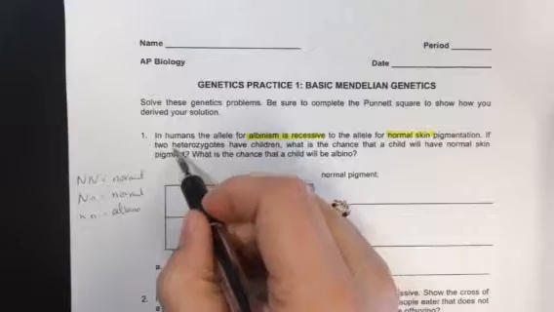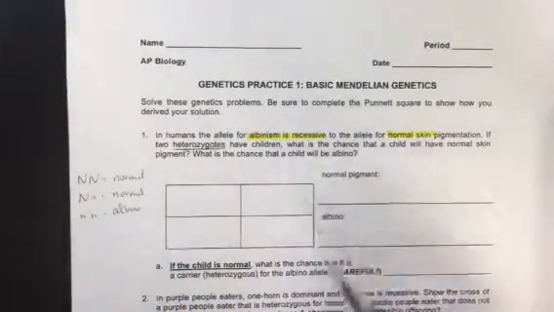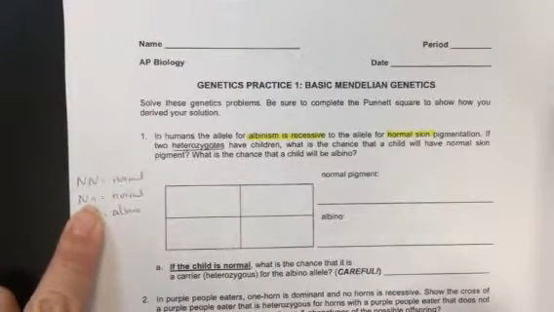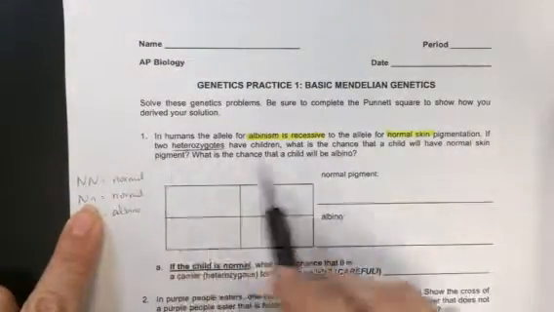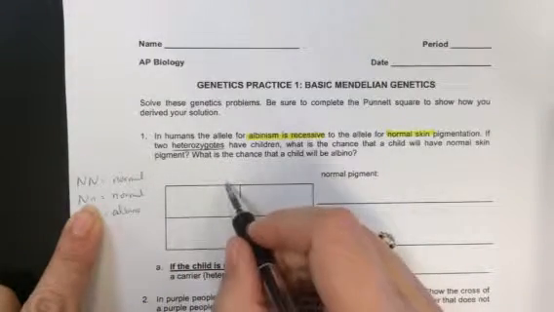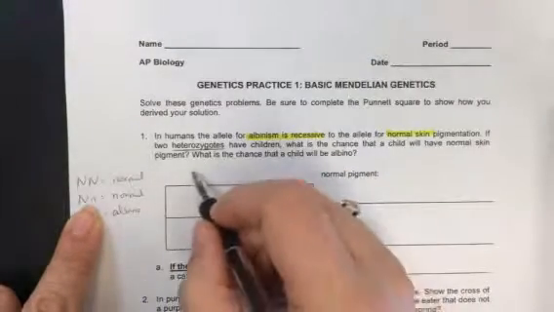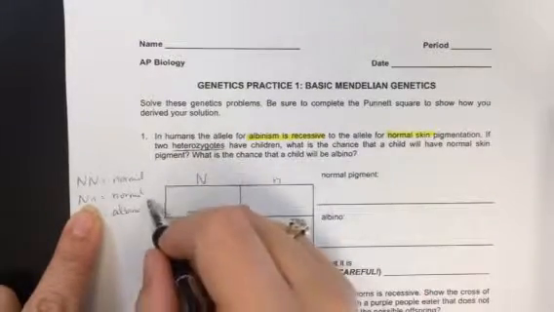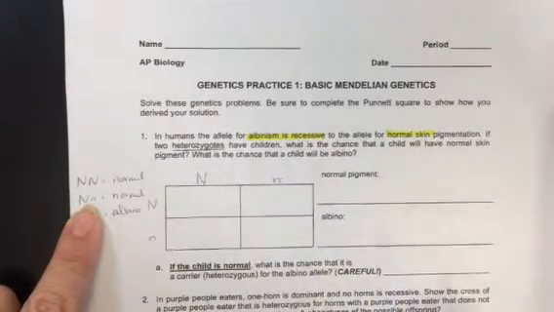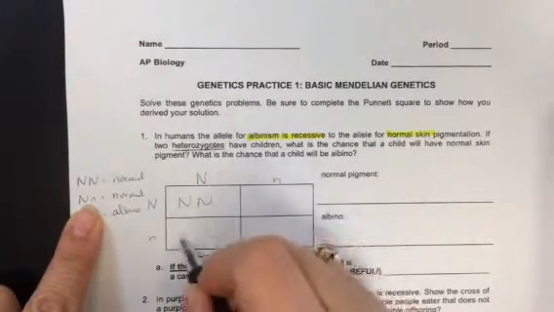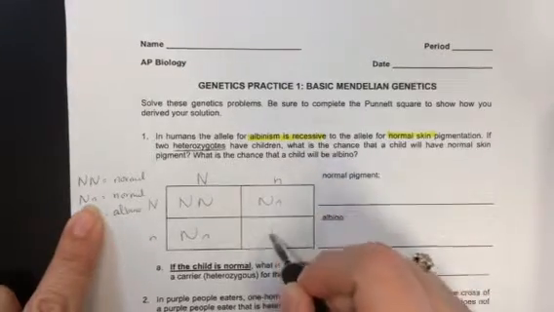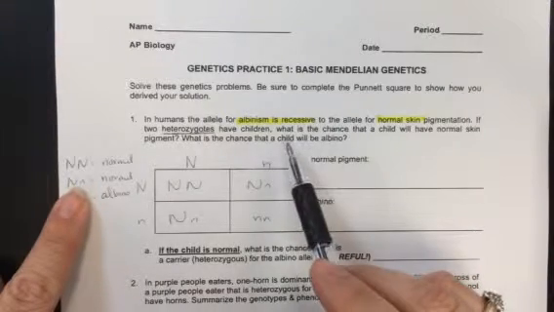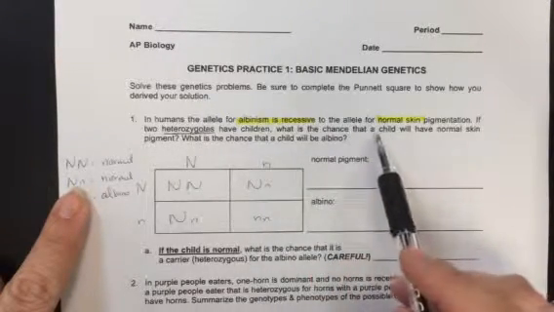If two heterozygotes have children, that means the parents are big N, little n. What are the chances we'd have normal skin and the chance it'll be albino? When I'm writing this out, since they're heterozygotes, I know this parent can donate the big N or the little n, as can this parent over here. When we complete our Punnett square, it's pretty simple. You should be getting to the point where you can almost do these in your sleep.